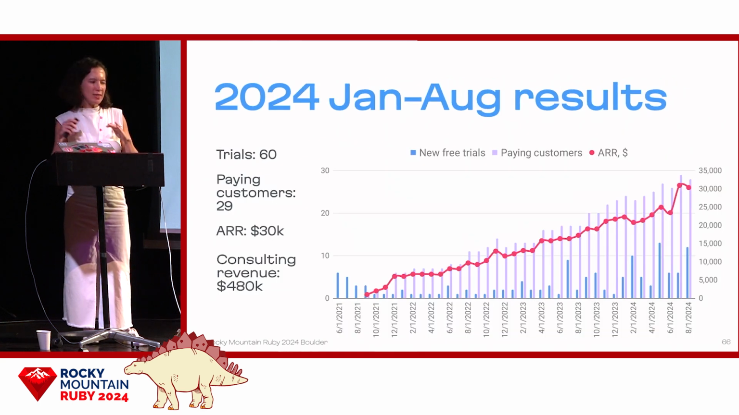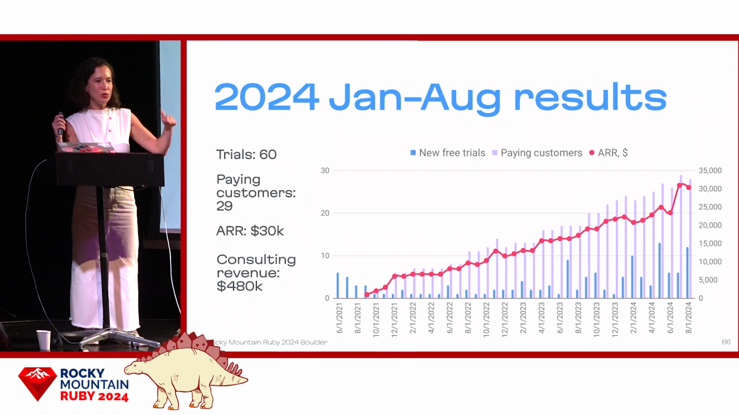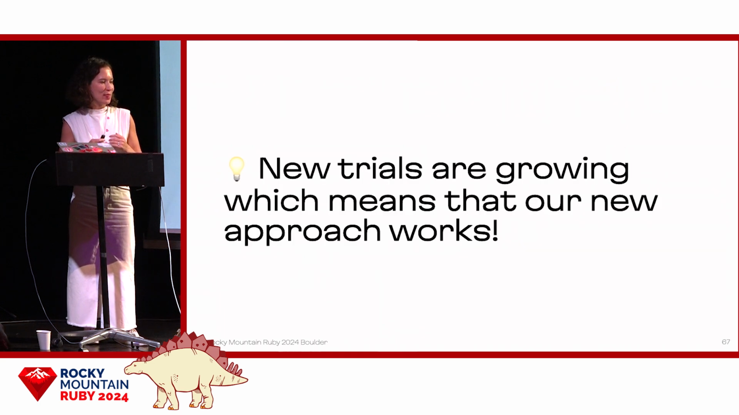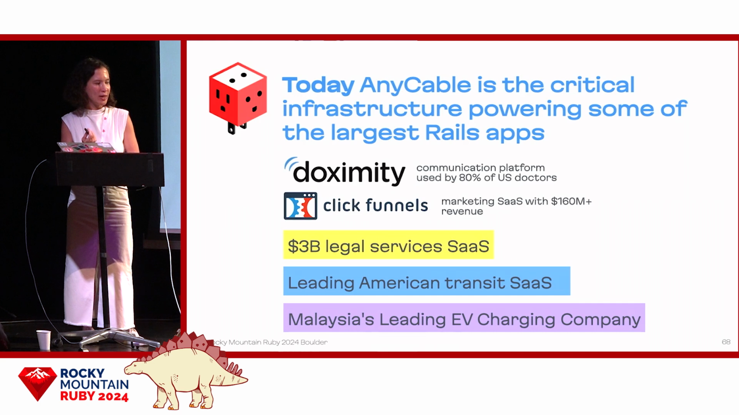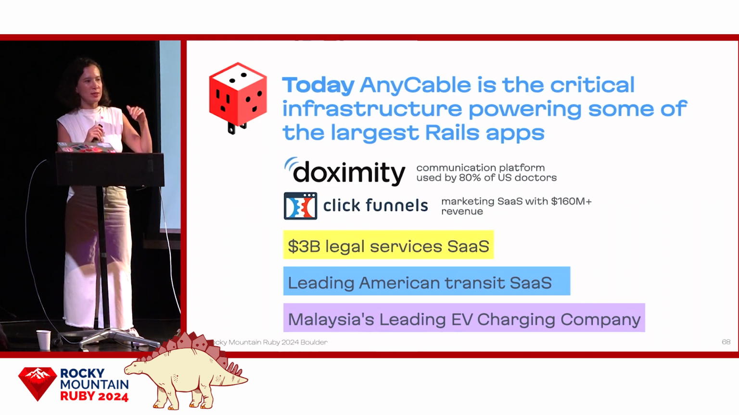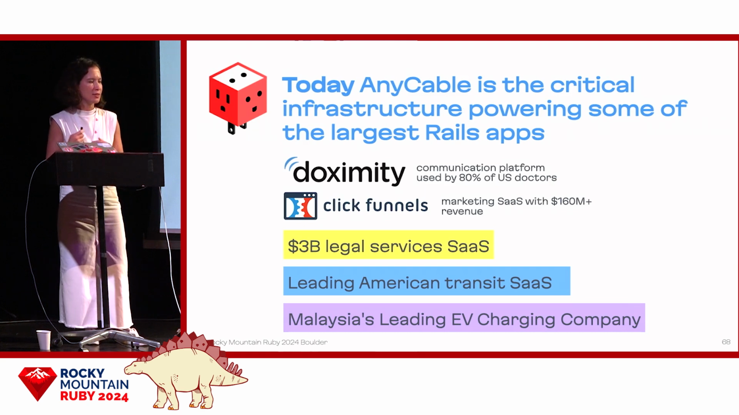So this is where we are. We're on track to double our ARR again. And we're finally seeing more new free trials this year, hopefully because of everything we've released. And we got a bunch of big companies. Not all of them I can name yet, but Doximity and ClickFunnels are some of the large Rails applications, and there are more. We are working with them to turn those stories into case studies.